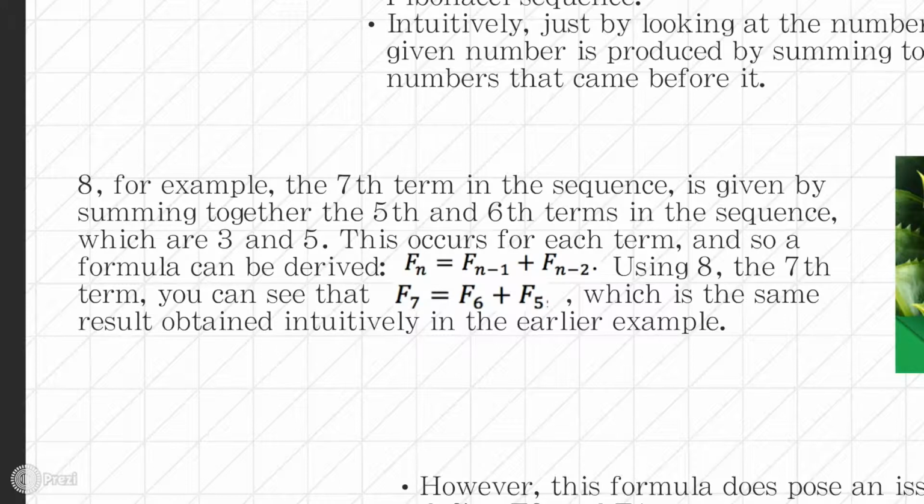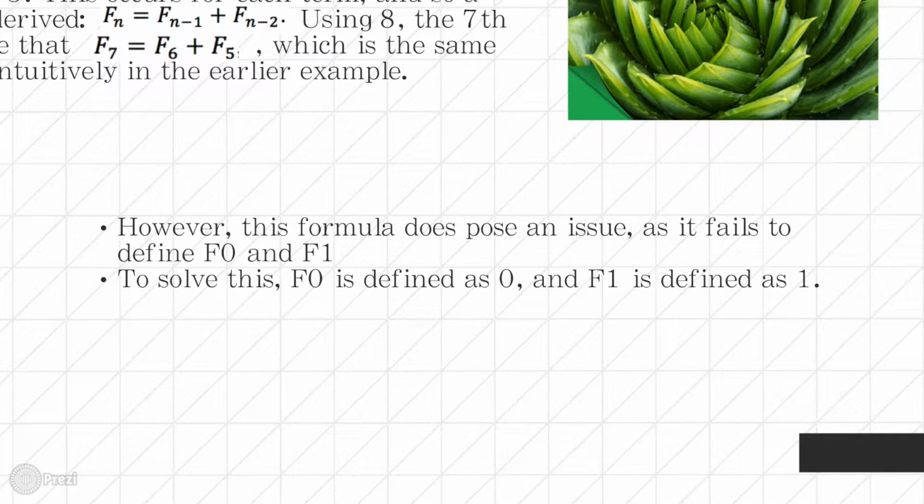Using 8, the 7th term, you can see that F7 equals F6 plus F5, which is the same result obtained intuitively in the earlier example. However, this formula does pose an issue as it fails to define F0 and F1, as there are not enough terms before these terms to sum together. To solve this, F0 is defined as 0 and F1 is defined as 1. In fact, these definitions are characteristic of the Fibonacci sequence, and they can be changed to produce other unique sequences. An example of this is the Lucas sequence, which starts at L0 equals 2 and L1 equals 1.